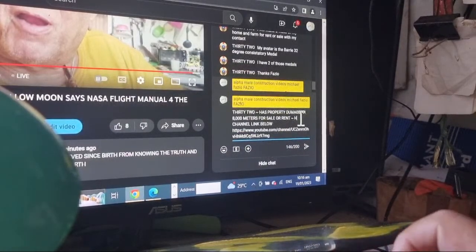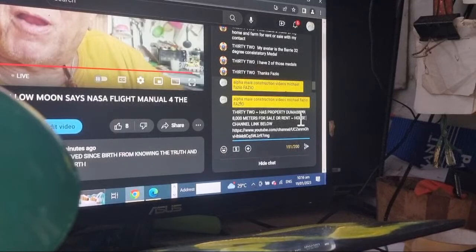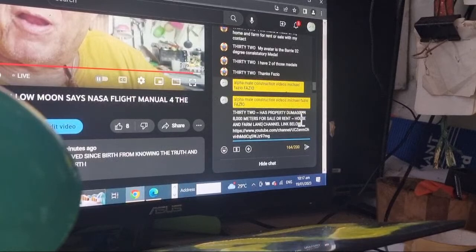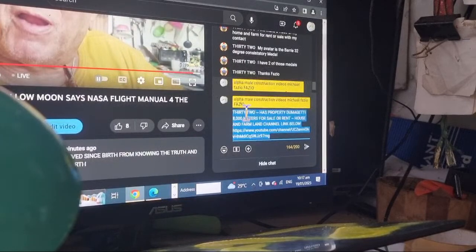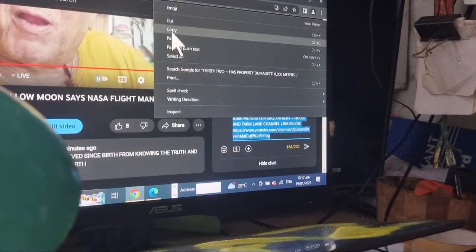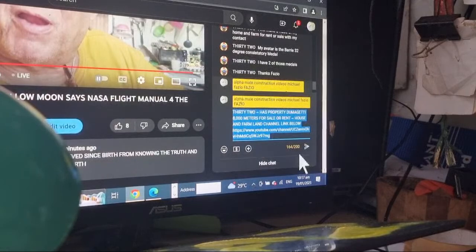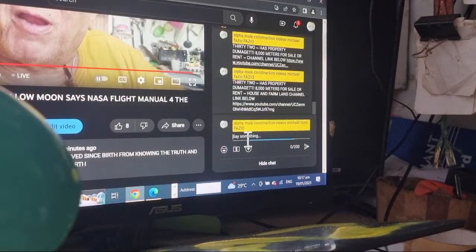House, house, and house and farmland. Yeah, I'm not going to put the price down because you said it's variable, and I don't really care what you do there.